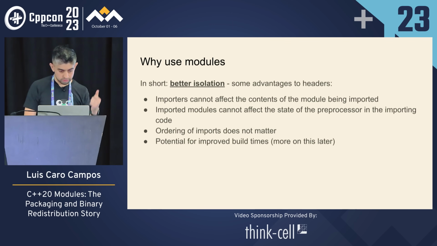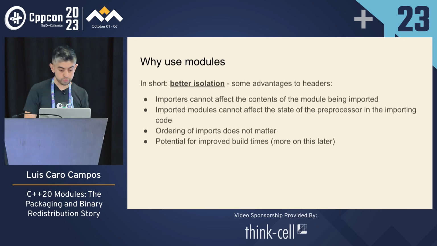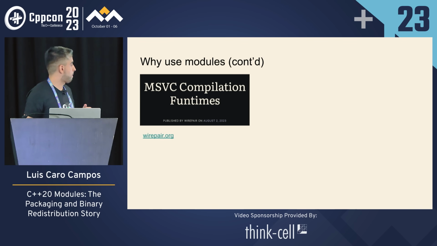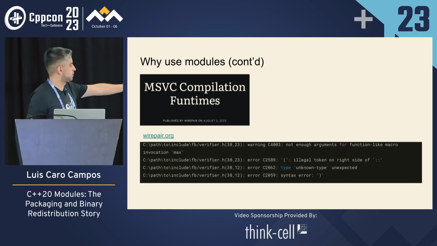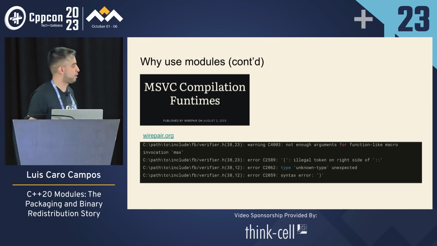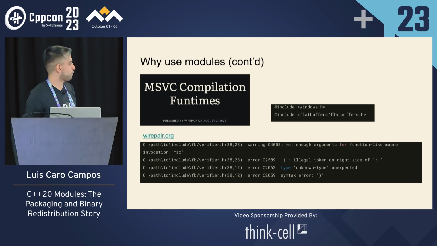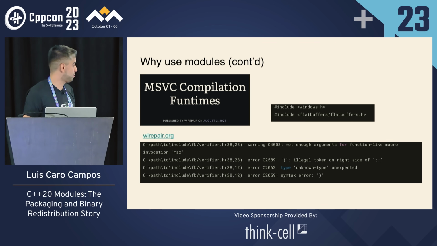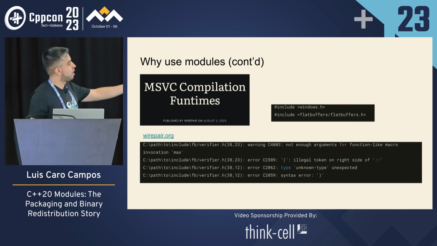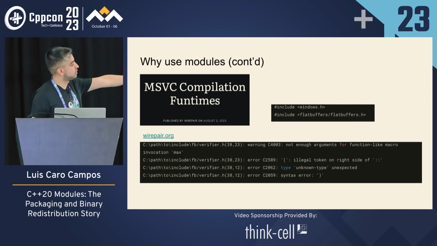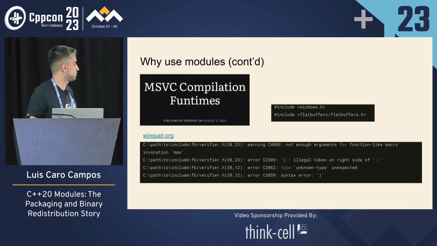So I was on the topic of the isolation that imports provide. I stumbled upon this blog post earlier this month. It was published two months ago, where a developer said they stumbled upon that error. Can anybody here quickly identify what caused that? Nice, just one person? I'm surprised. So that is caused by the windows.h header. It defines both min and max as macros that behave like functions, and then that inclusion affects something else in the second included file, and the compiler doesn't like it.